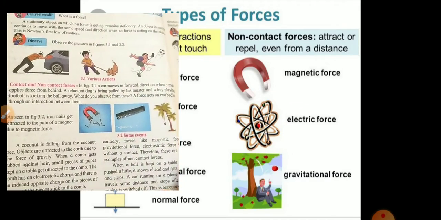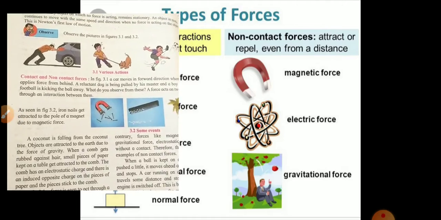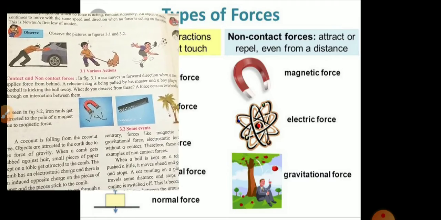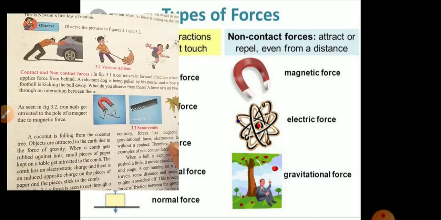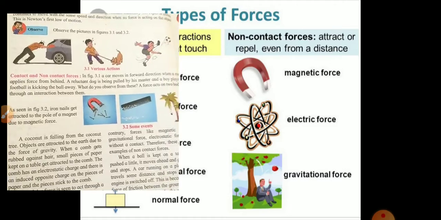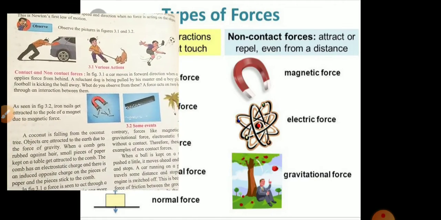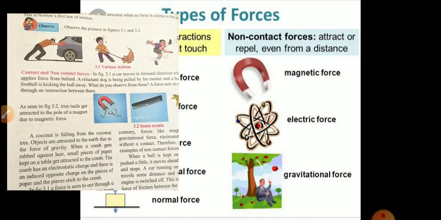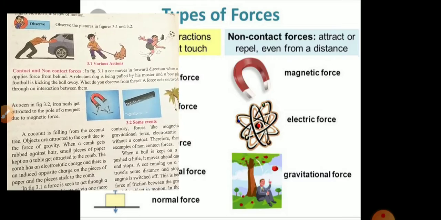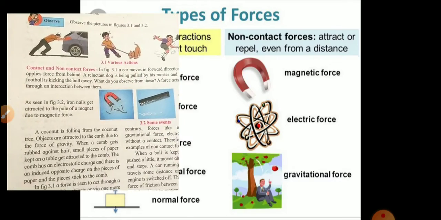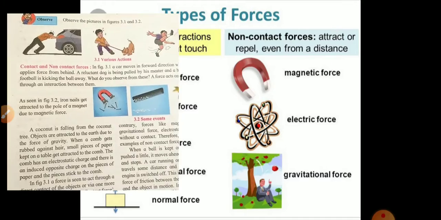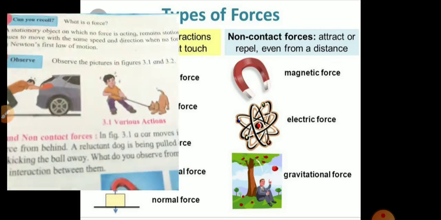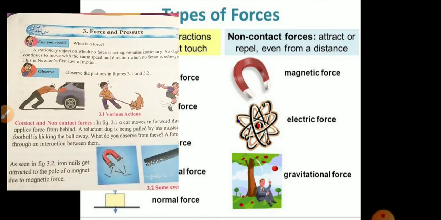And an object in motion continues to move with the same speed and direction when no force is acting on the object. In another case, if any object continues moving with the same speed and direction, and no force is acting, then it continues in motion. So this is called Newton's first law. Here we'll first study what force is and the types of forces.